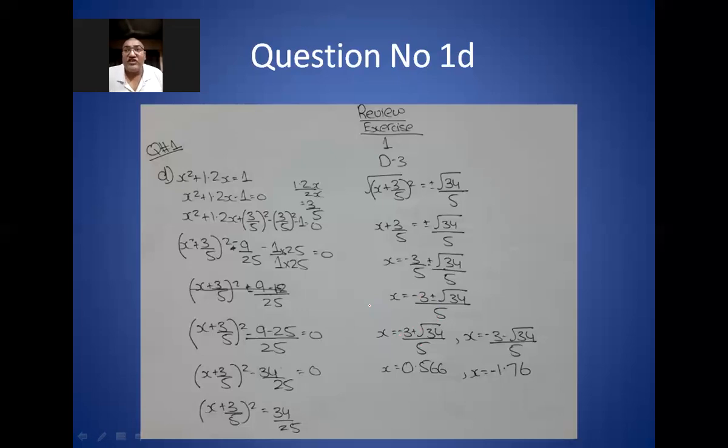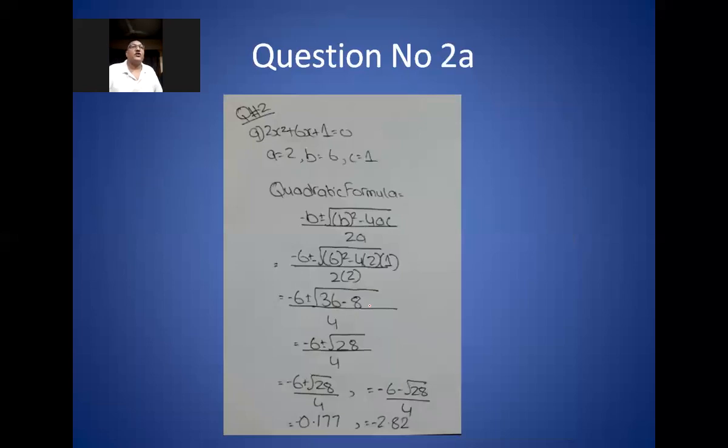And the second option is minus 3 minus under root 34, equals, divided by 5, equals. This is what you write in your calculator. So it will give you an answer of minus 1.76. So we are done with question number 1. There were A, B, C, and D parts, and you were using completing the square to solve these equations. Completing the square method is very, very important. I hope you have understood this. Okay, so we are moving to the next question.